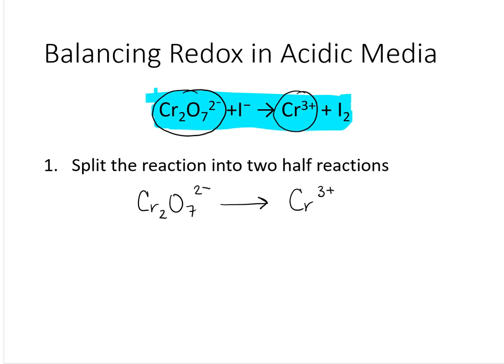Then our next half reaction, we have iodide in the reactants, and that goes to form iodine in the products. So that's the first step. Split the reaction into 2 half reactions.